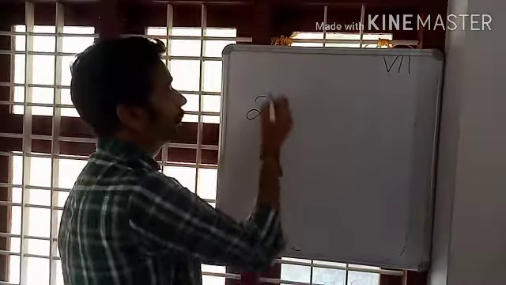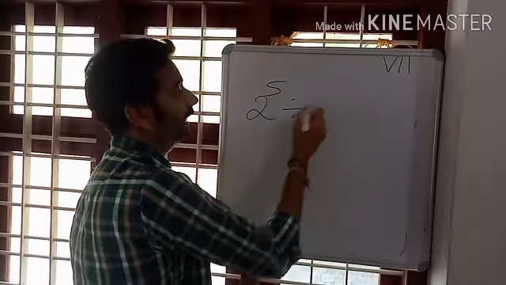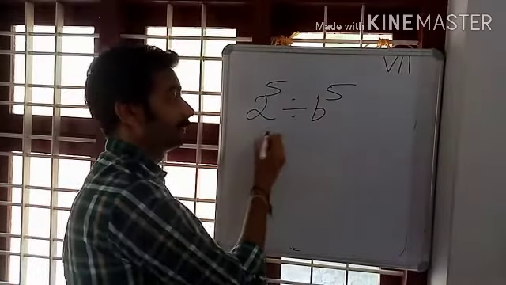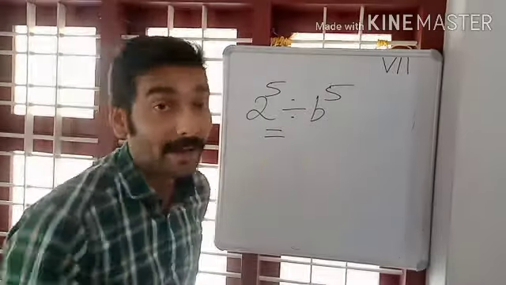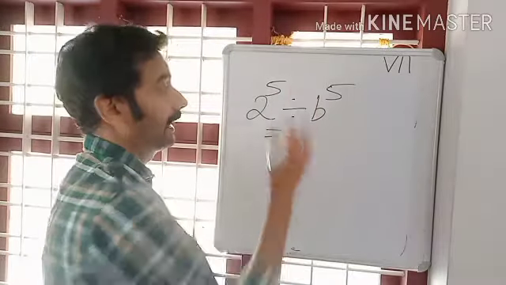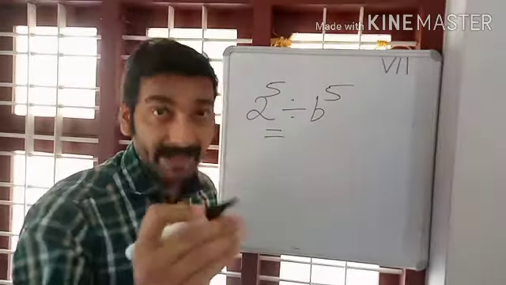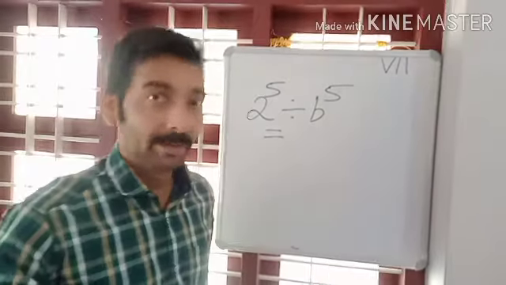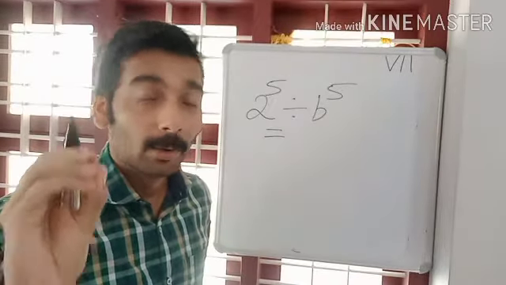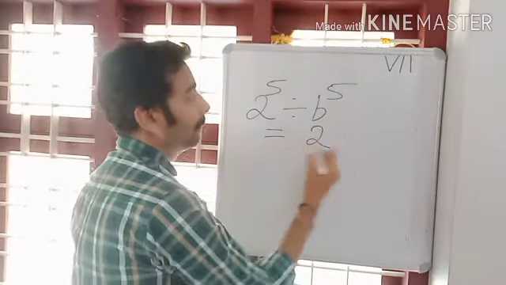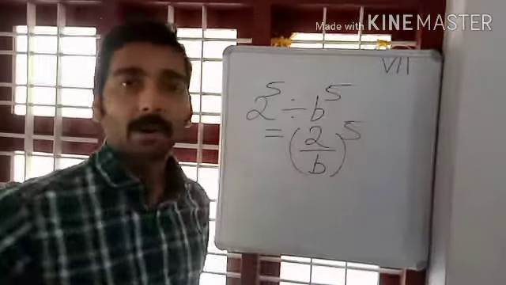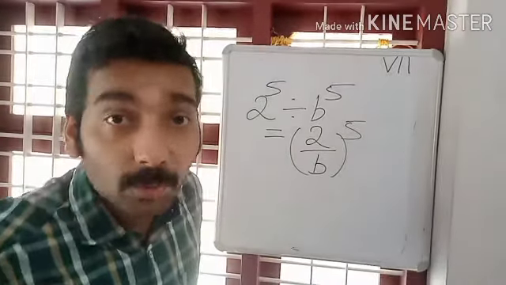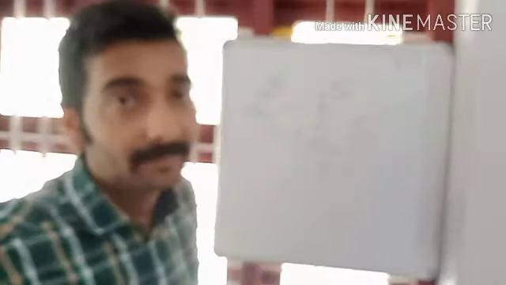Another example is 2 raised to 5 divided by b raised to 5. Yes, power is the same. That means (a/b) all raised to m, you write in the laws of exponent. That means (2/b) all raised to 5. Clear? Okay.